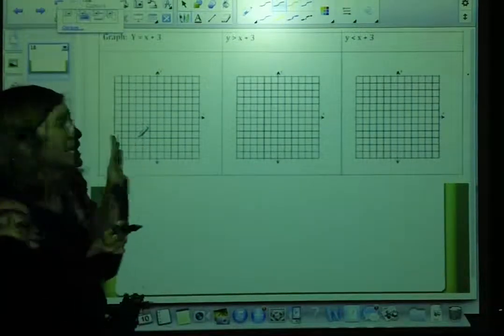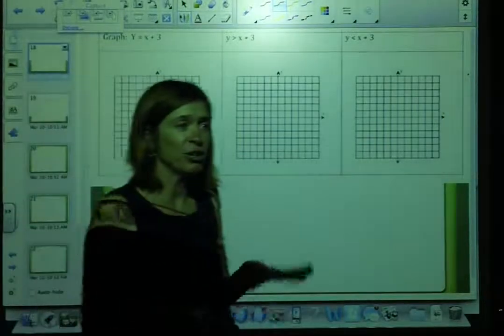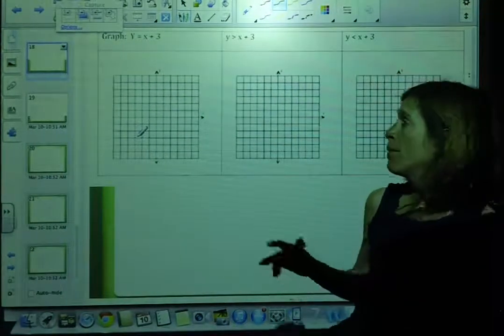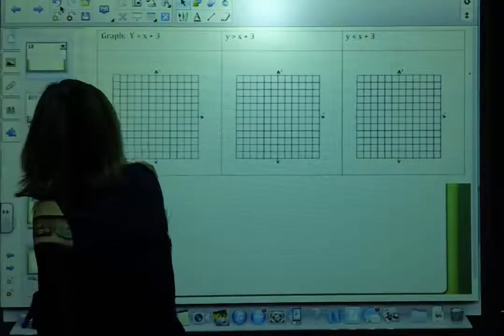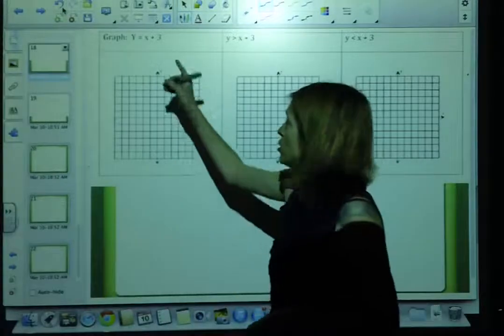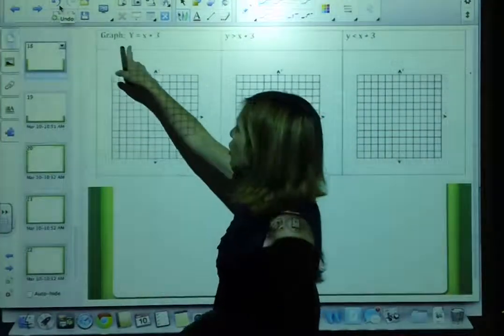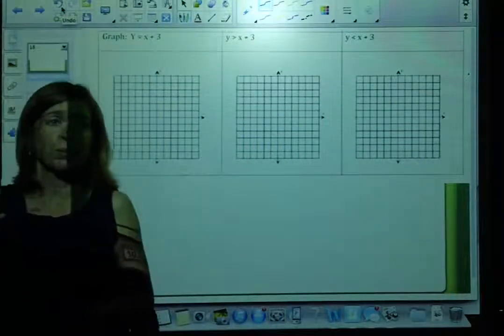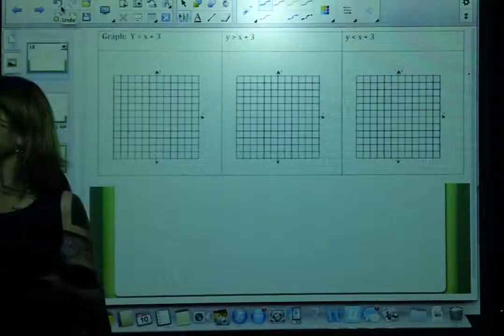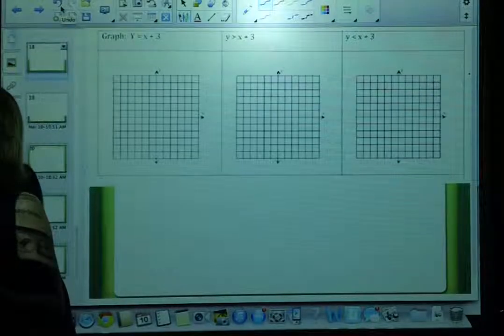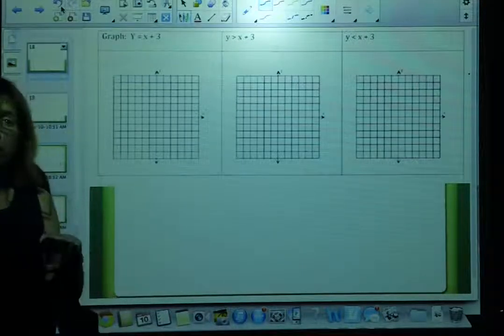We're going to be talking about graphing linear inequalities, okay? But first I want to remind everybody how we graph lines. We're going to graph y equals x plus 3. Who can tell me what form that linear equation is in? All right, Alex. That's in slope-intercept form, y equals mx plus b.